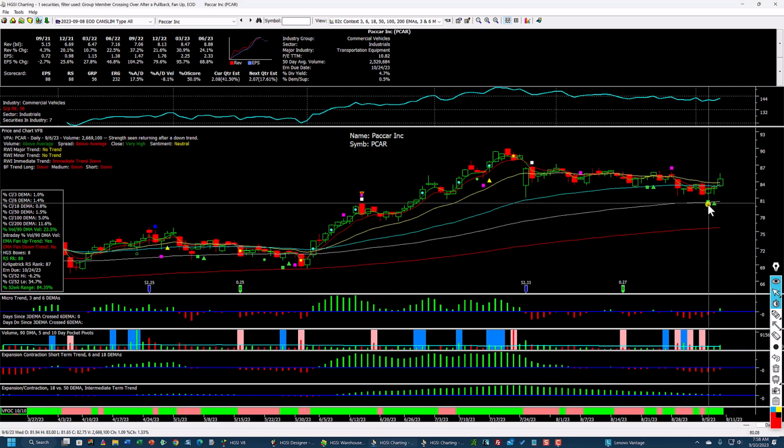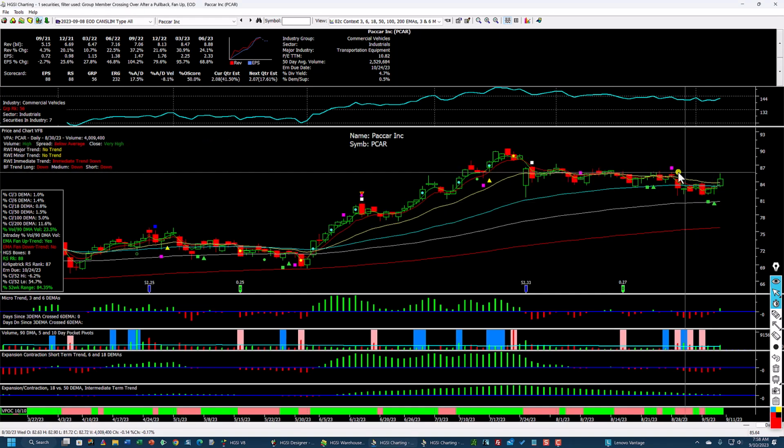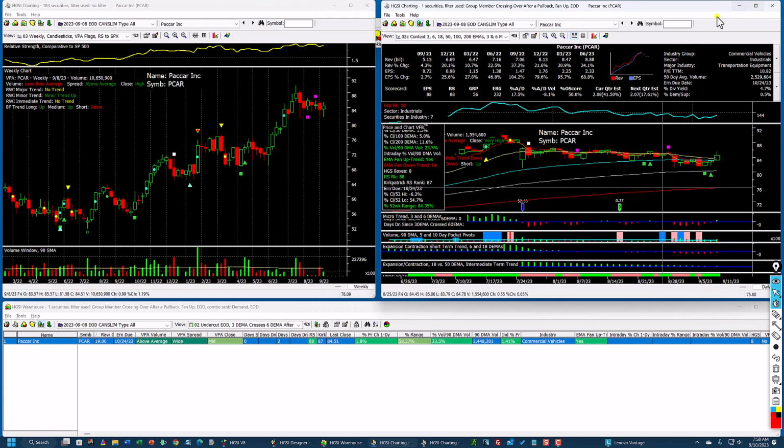And it had strength coming in and a confirmation of that strength. It's got a lot of resistance through here. It's got to get through all that, but it did cross over. Okay, so that's one group that I looked at.